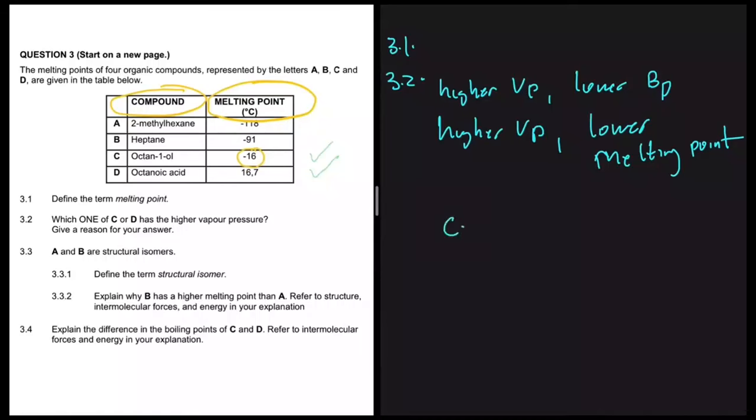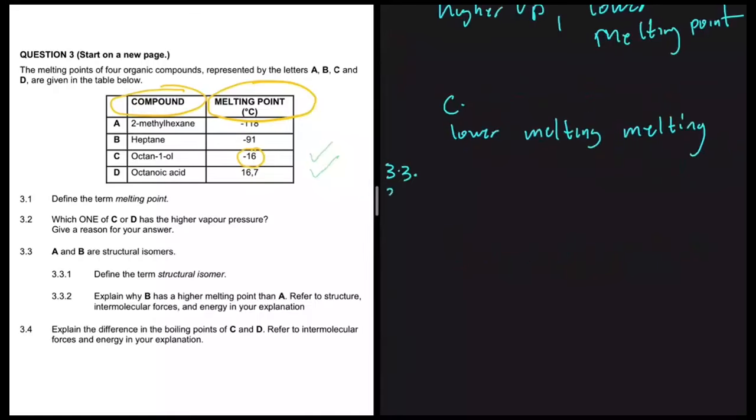And then why are we saying C? We are saying C because it has a lower melting point. We know fully well that the higher the vapor pressure, the lower the melting point.